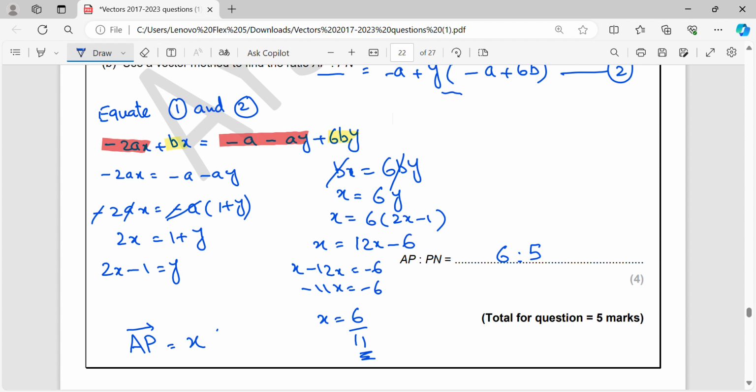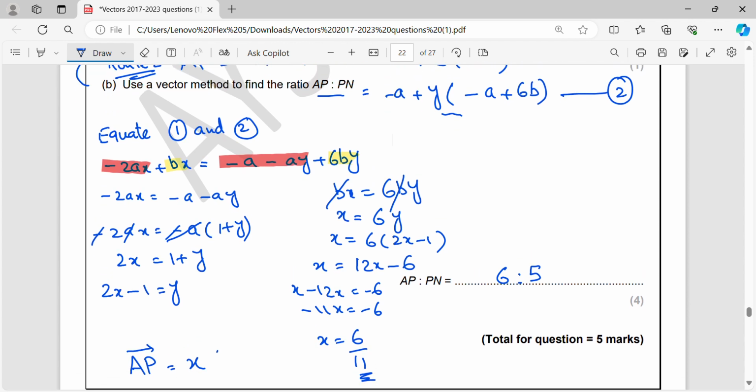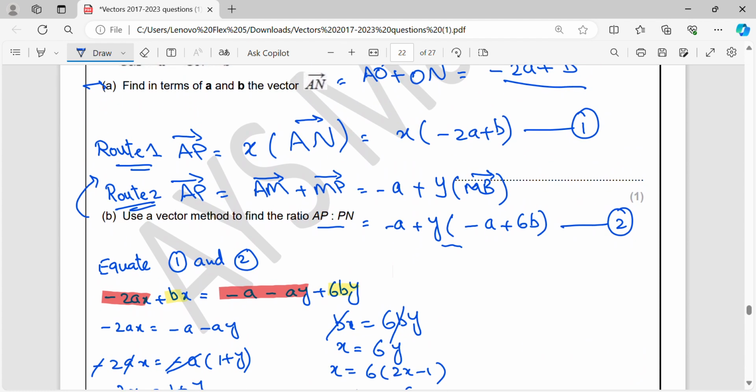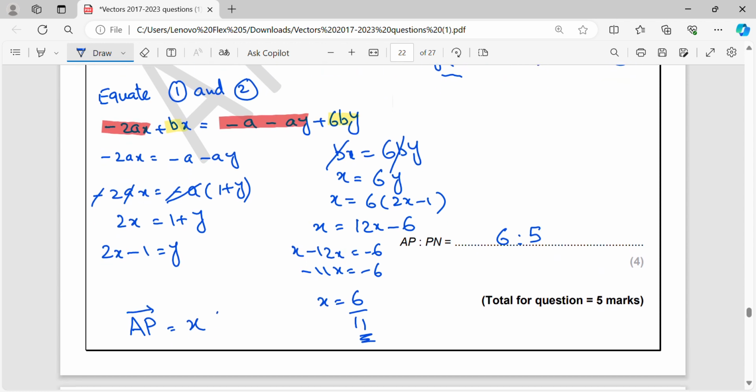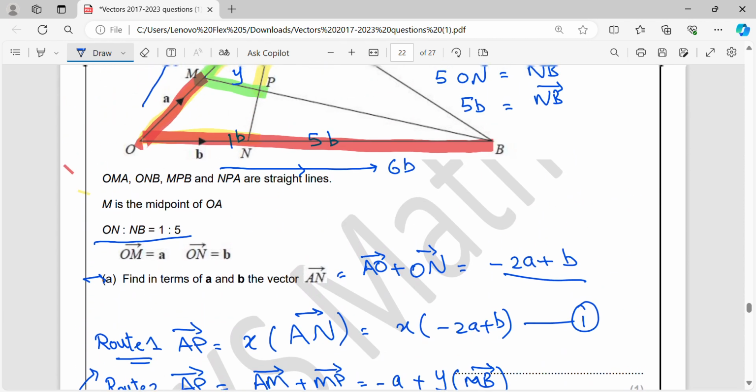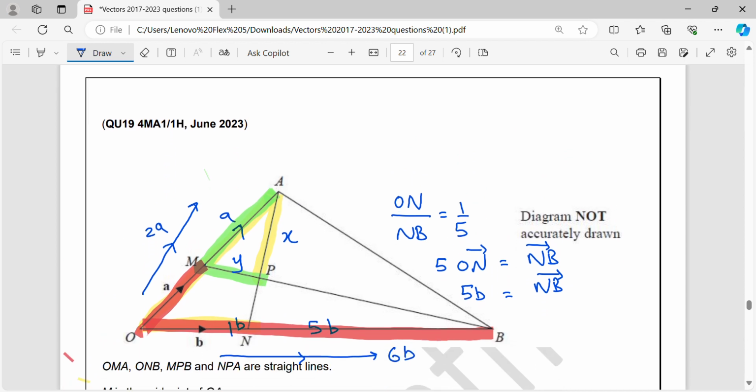This question is 5 marks altogether, 4 marks for the B part and 1 mark for the A part. The A part is simple, you just need to look at the route. But for the B part, because you have to find the ratio, you need to look at two routes so you can equate them at the end to get the missing ratio. This question is question 19 from paper 1H, June 2023.